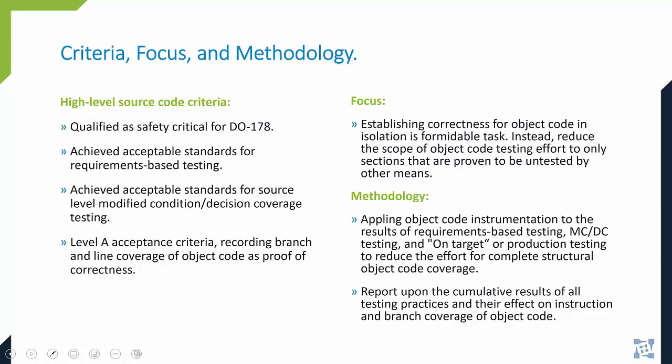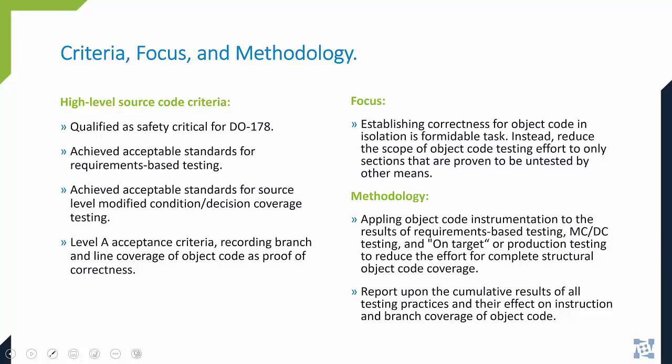For this presentation, I'd like to focus on establishing correctness at the object code level in such a way that we reduce the scope of effort needing to be done within object code. Establishing the correctness for a whole translation unit is quite a formidable task. So we want to focus on small, what I call gap sections of deficient structural coverage that we can achieve in isolation. Methodology to that end will be applying object code instrumentation to the results of all of our testing practices that we previously instrumented at the source level in order to achieve those previous source level goals.